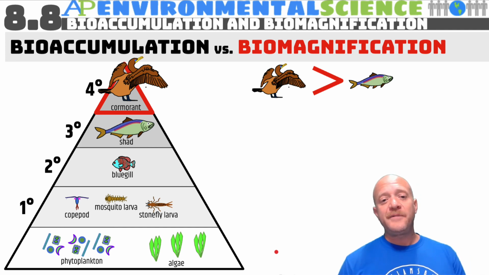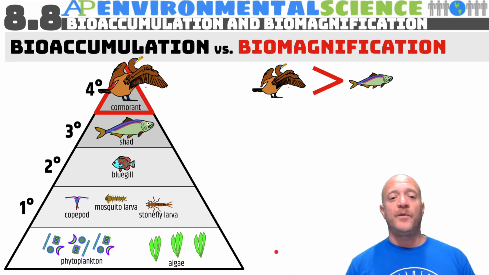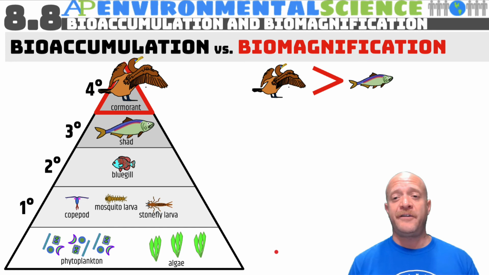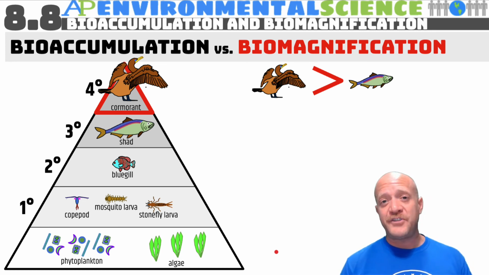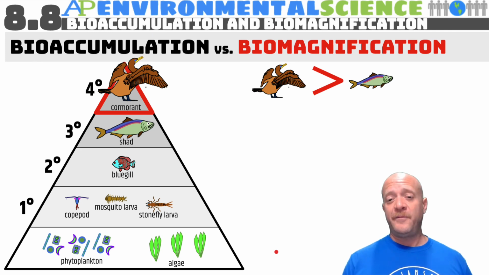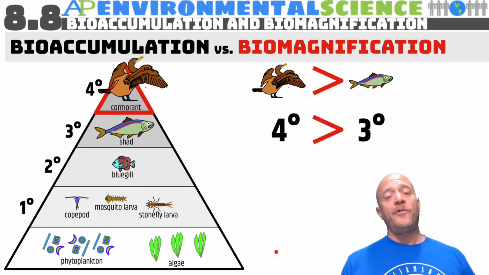So it is assumed that a quaternary consumer is going to have more toxins than a tertiary consumer. And this is done by just looking at their position on a food chain, their position in a trophic pyramid. A quaternary consumer will always have more toxins than a tertiary. This is what biomagnification is all about.